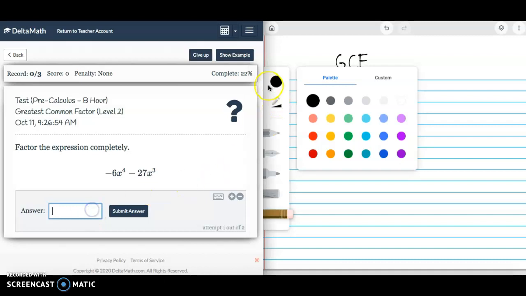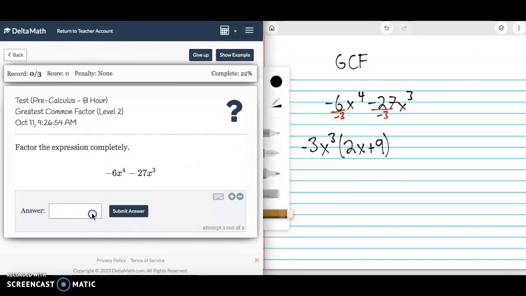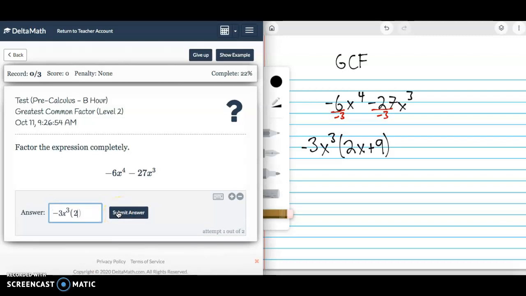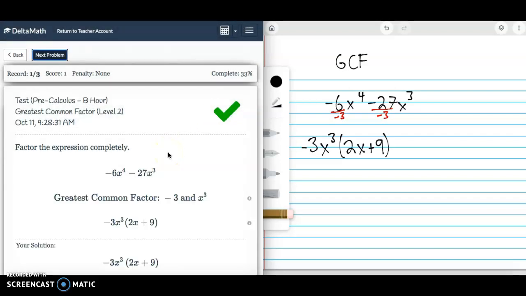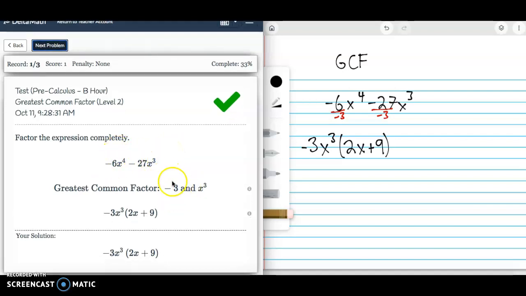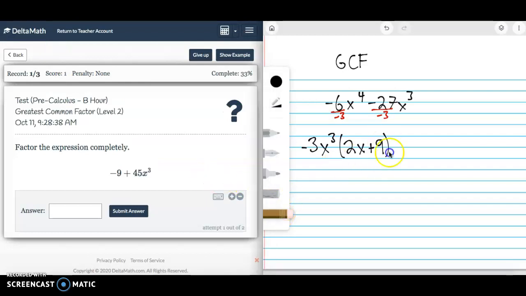All right, let's see what DeltaMath wants to do with us. Okay, I picked negative 3x cubed, 2x plus 9. Oh, yep, so if they both are negative, I guess it wants you to pull out the negative, so. All right, let's go do this one now.